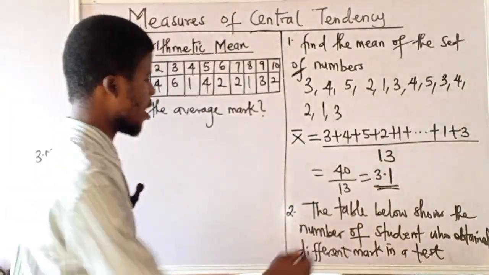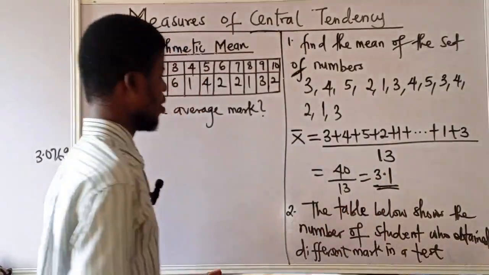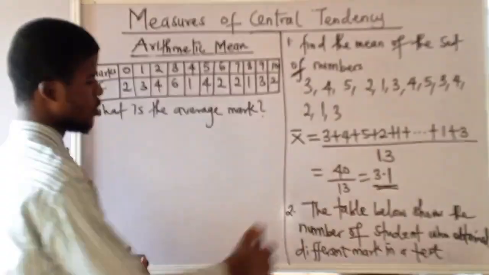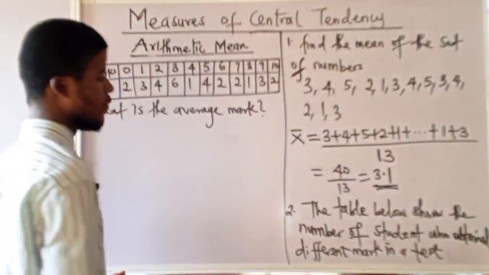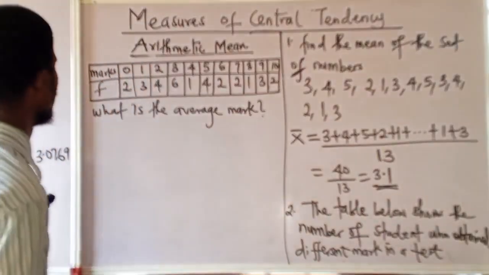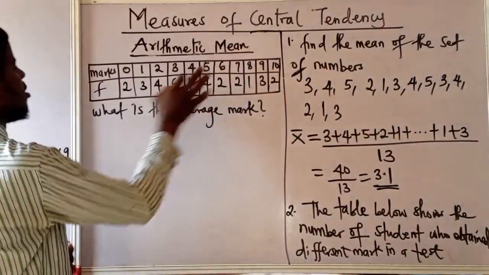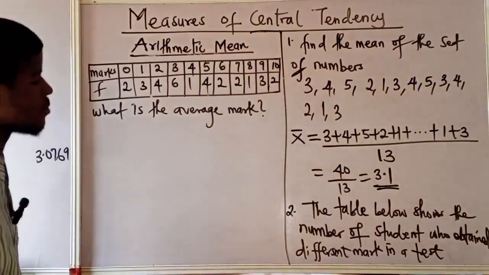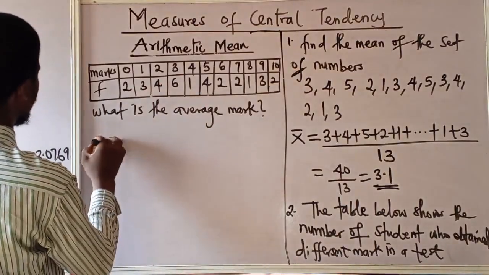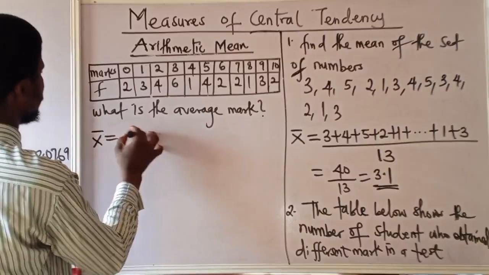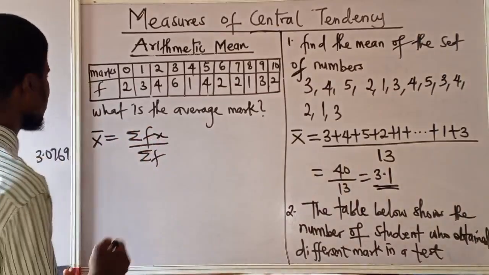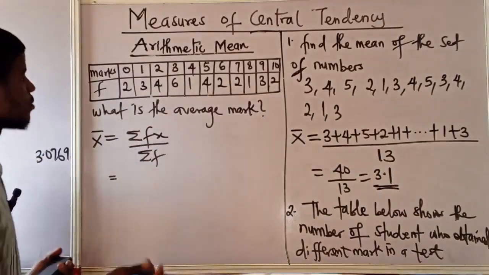Now, look at the second question. The table below, which is this table, shows the number of students who obtained different marks in the test. These are the marks and these are their respective frequencies. What is the average mark? The average mark is simple. The formula says summation fx divided by summation f. So that's what I'm going to do now.